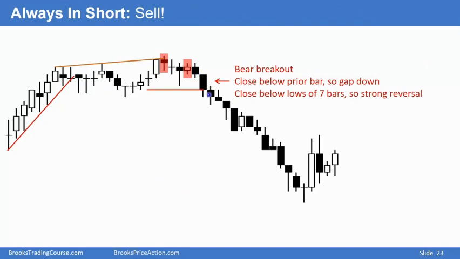After 3 or 4 bars down, the market's always in short. Traders believe it's going lower, so if they have to be in the market, they want to be short. They'll look for reasons to sell after this 3rd or 4th bar. They'll sell closes, they'll sell at the market, they'll sell bear closes, they'll sell bull closes.